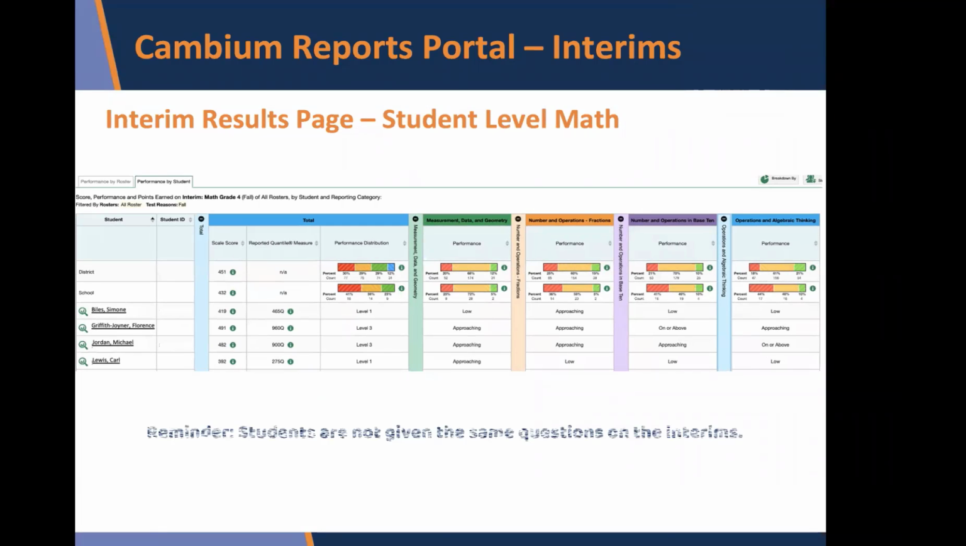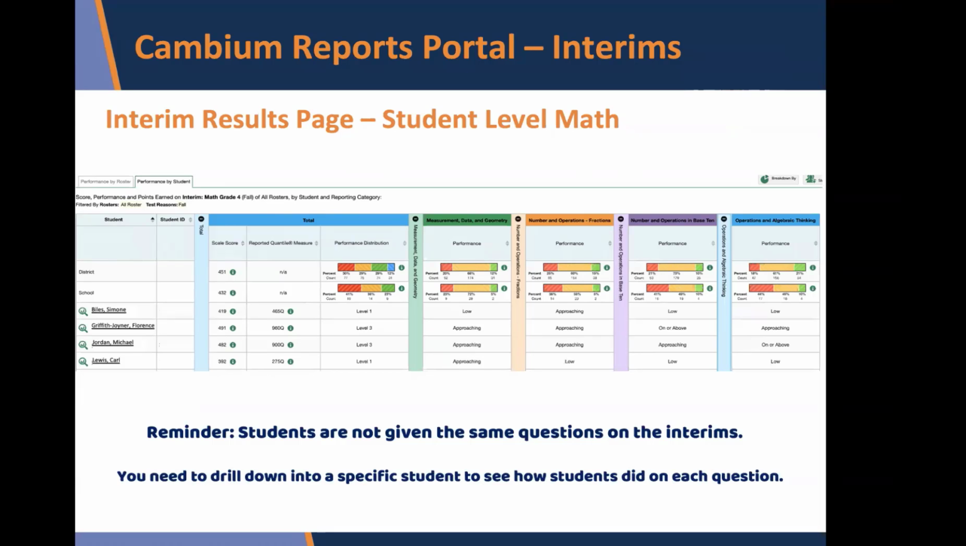Okay, so as we're looking at this, a reminder also about the interim is that not all students are given the same questions on the interims. From the way we understand it, it's a relatively adaptive test in that if a child is answering a question a certain way, it may give them another question. It's not adaptive in the sense that it's going to span across grade levels or anything like that. So if you have a student who's in 5th grade that's a really high math student, it's not going to give them 7th grade interim questions, but it is variable. So not every student's getting the same exact questions.